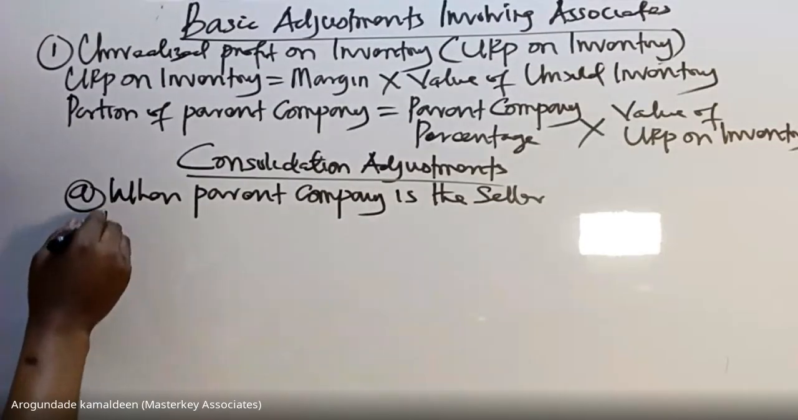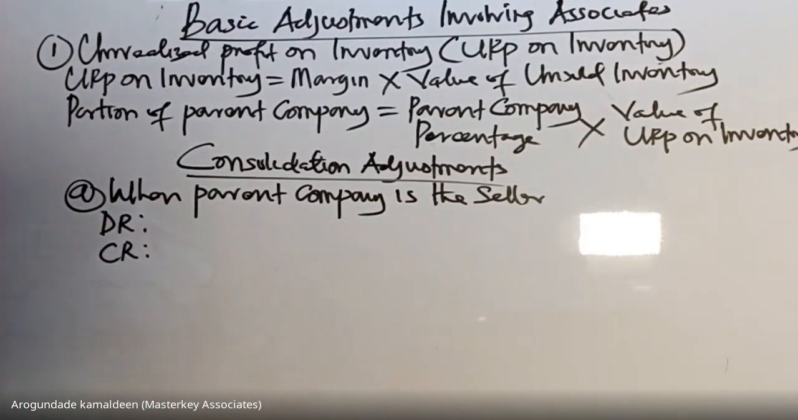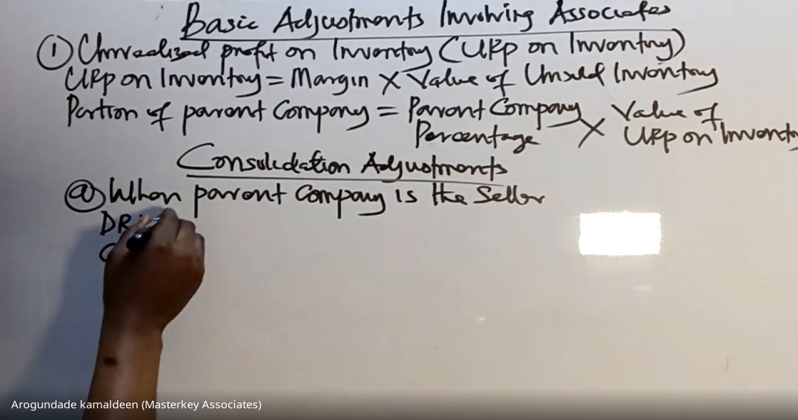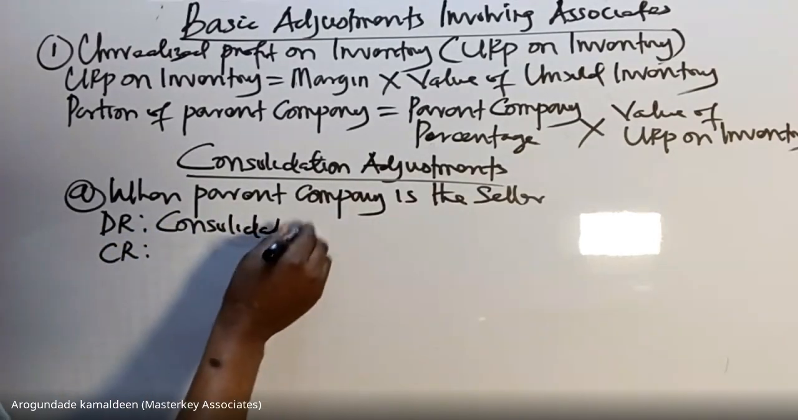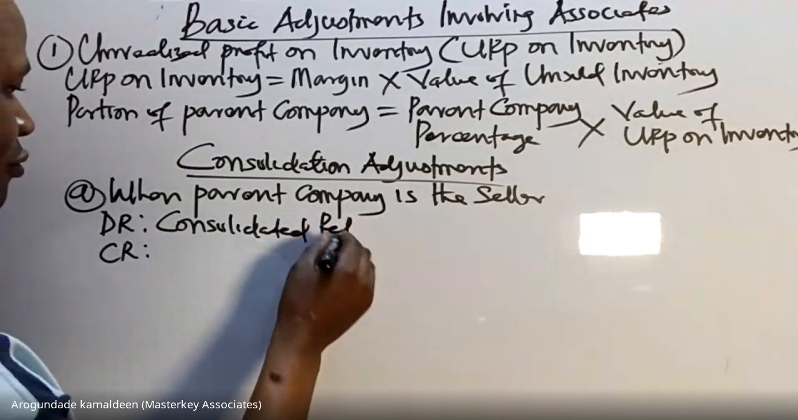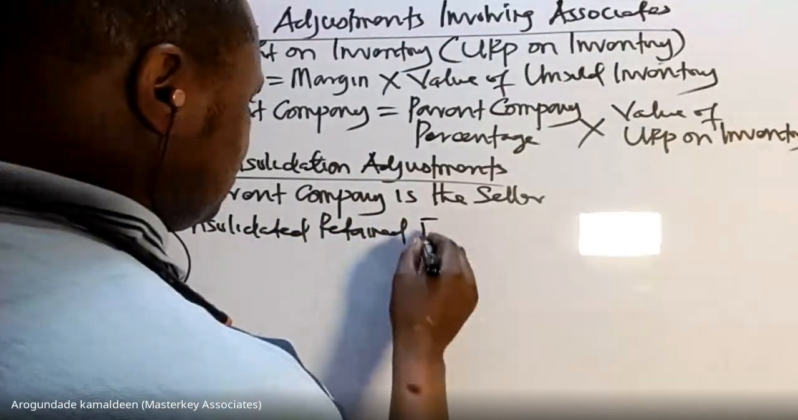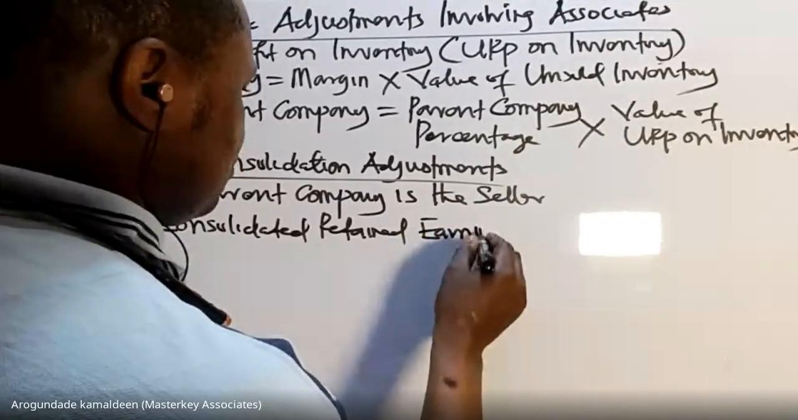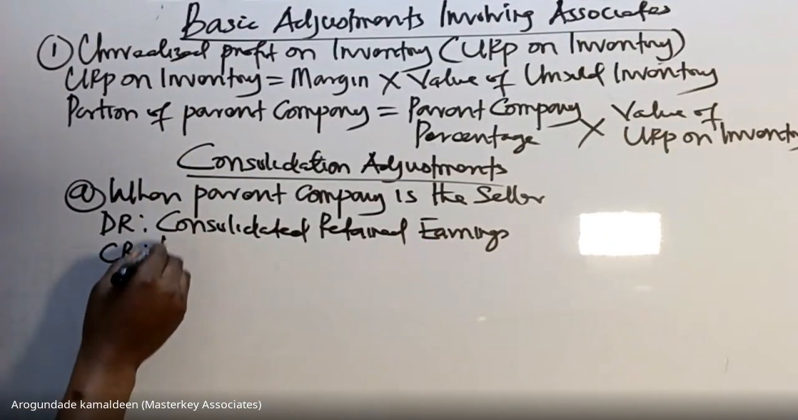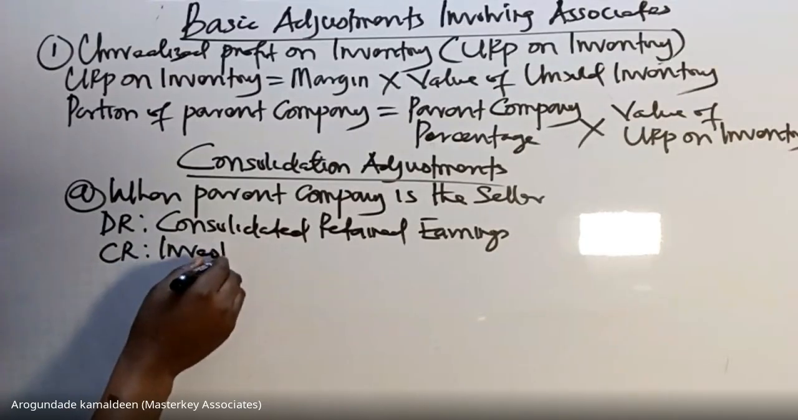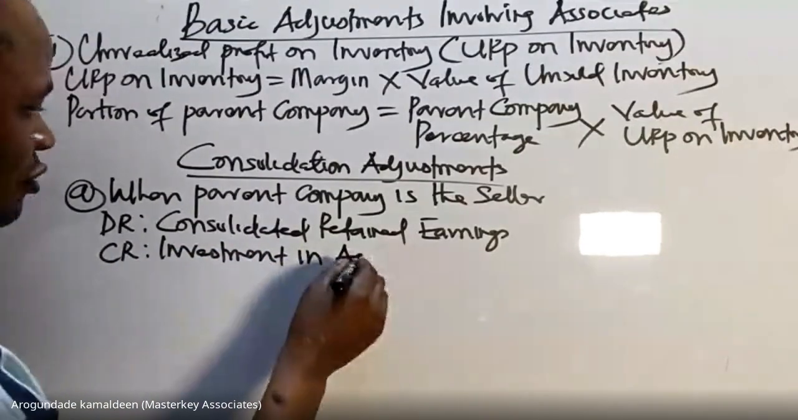You will debit the consolidated retained earnings. Now what? Credit investment in associate.